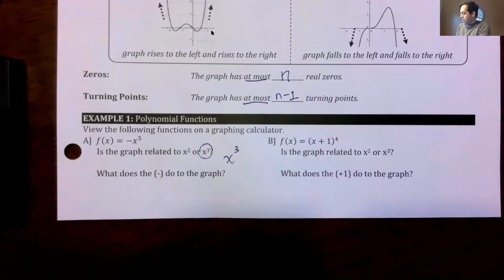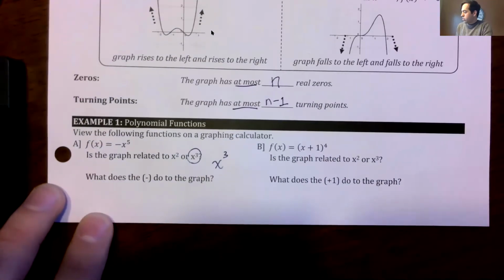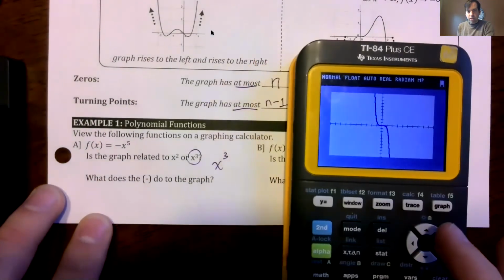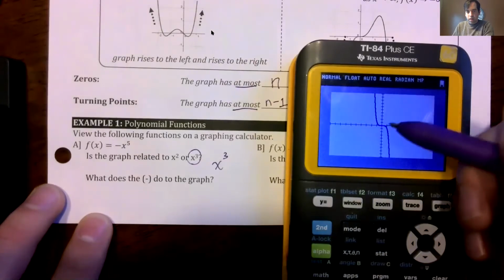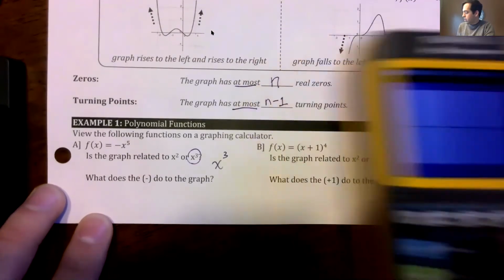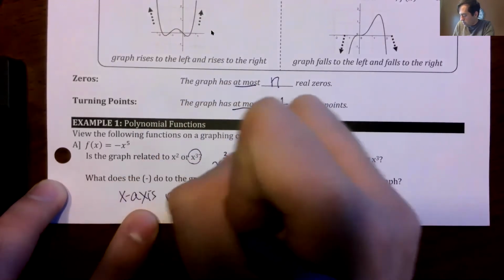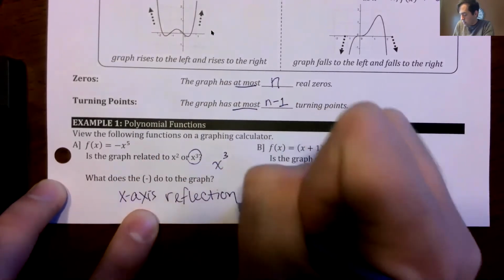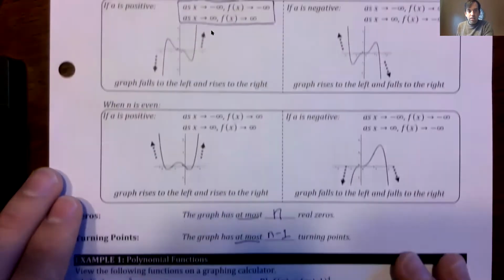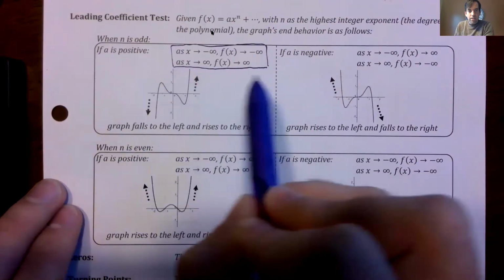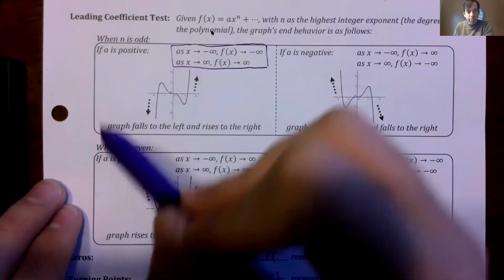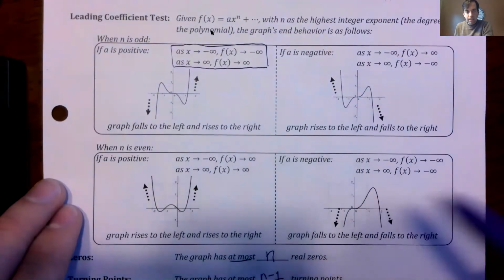And what does the negative do to the graph? The negative in front, if you remember from our transformation lesson, instead of going up on the right and down on the left, it swapped it. So it does an x-axis reflection. And you can also see that based off of a being positive or negative in this chart up here, right? It flipped it over the x-axis.